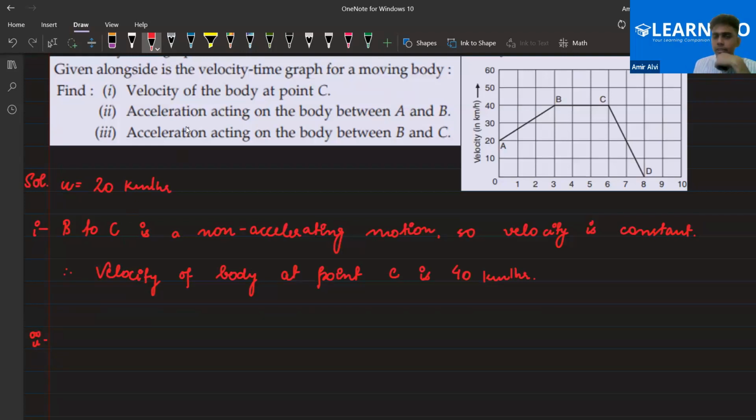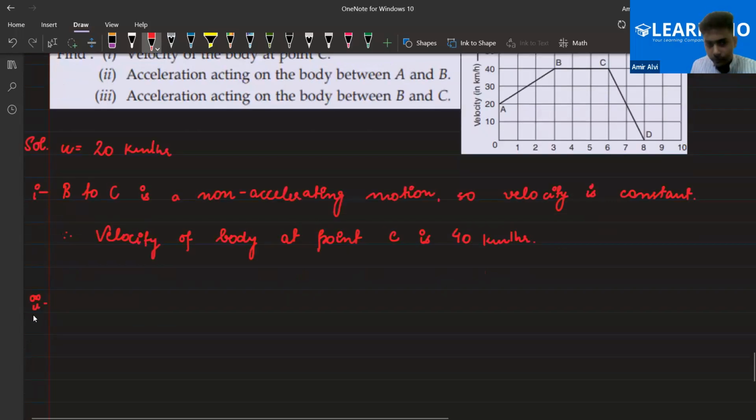So the question is asking the acceleration acting on the body between A to B. So basically, what is the acceleration? This graph is going in the upwards direction. It means that it is an accelerated motion. And the line is straight, so it is uniformly accelerated motion. So in this case, A to B.